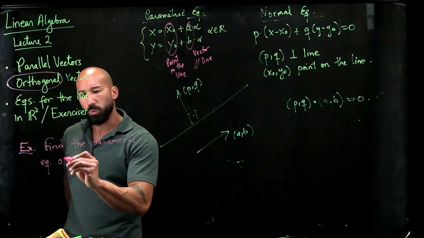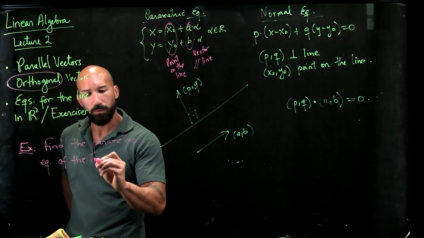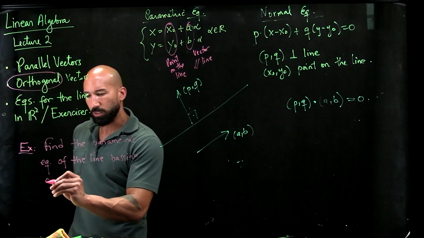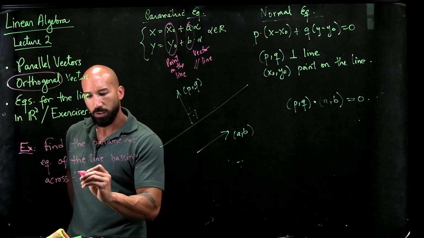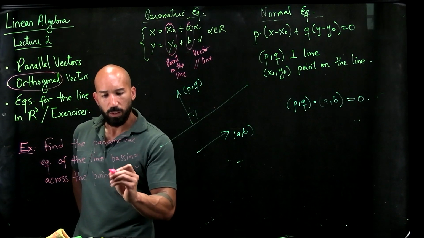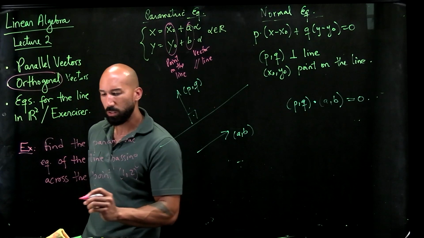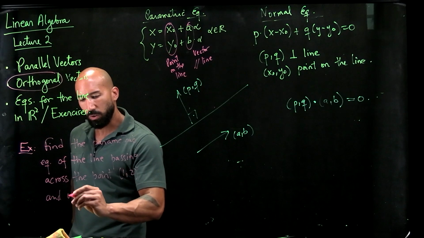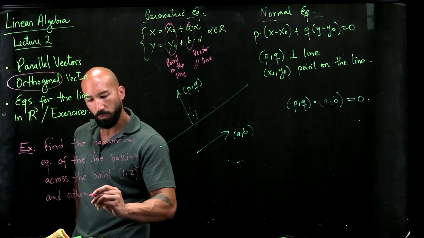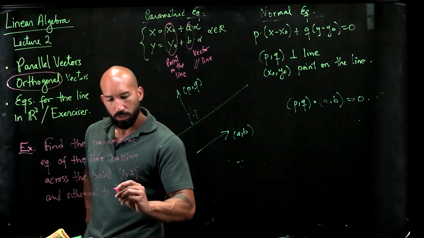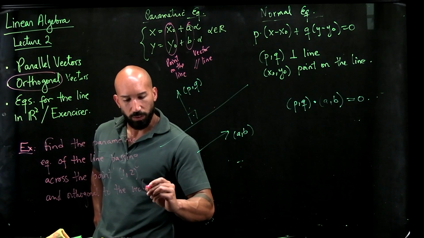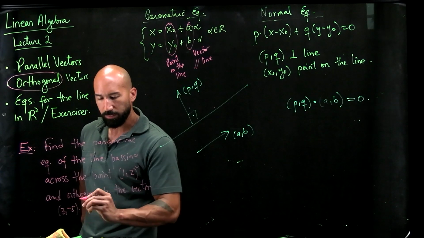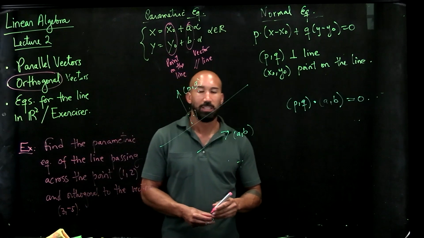Find the parametric equation of the line passing through the point (1, 2) and orthogonal to the vector (3, -5). So, okay? So notice the difference.